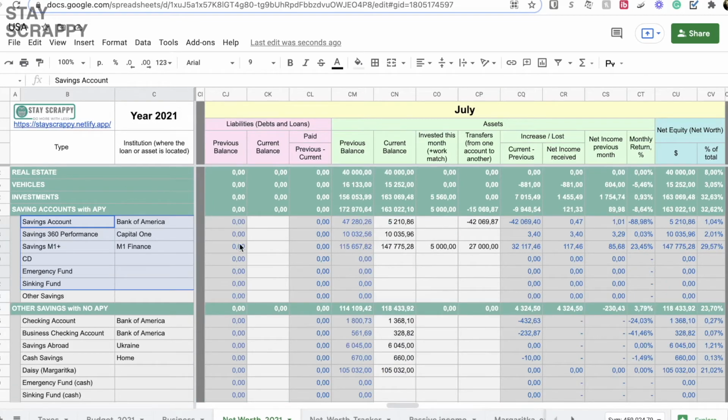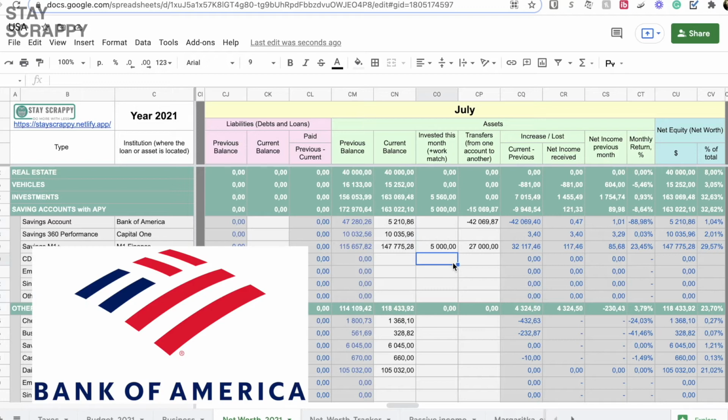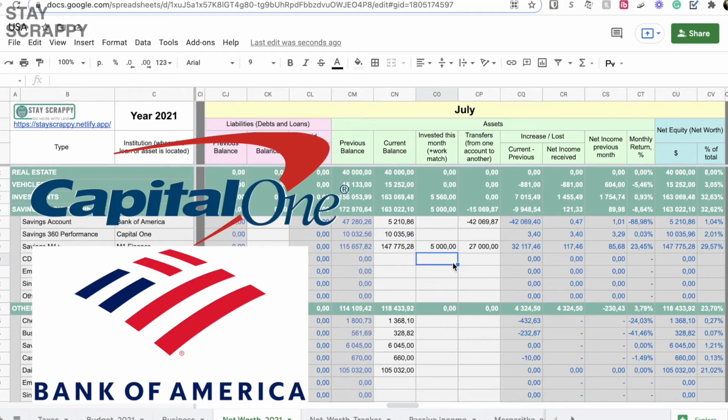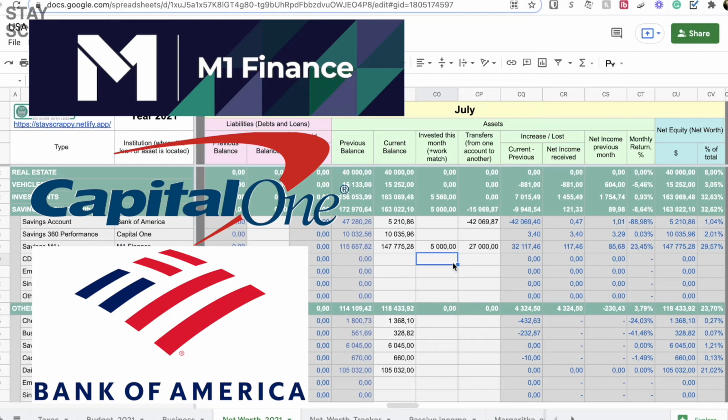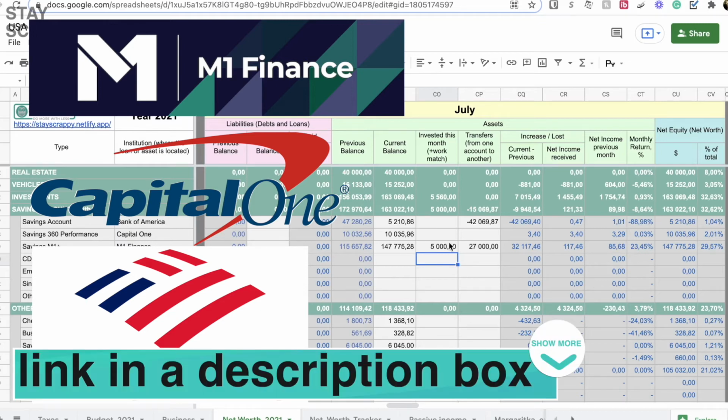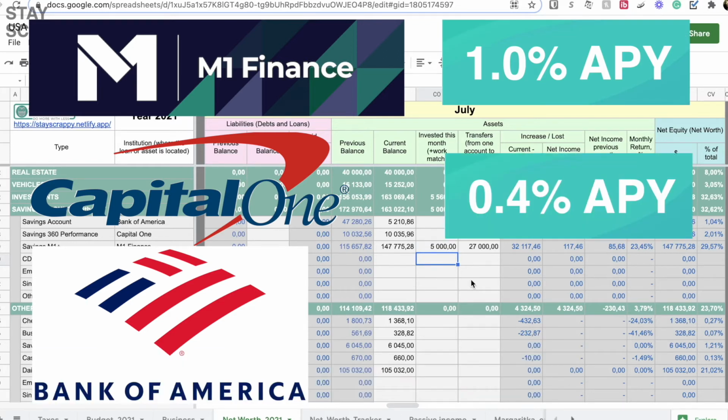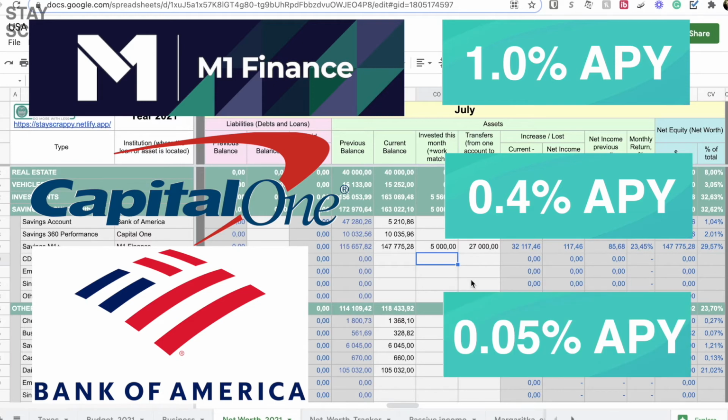Next up is savings accounts with APY. This is a section where we listed all the accounts we have in different banks and we gain some interest each month on those accounts. Even the smallest amount of money, like 8 cents in Bank of America savings account, is important. We have savings accounts with Bank of America, Capital One and M1 Finance. The biggest portion of the money we store at M1 Finance savings account because it has the best APY, 1%. Capital One offers 0.4% and Bank of America I will just ignore because it's not even comparable to the banks I mentioned before.